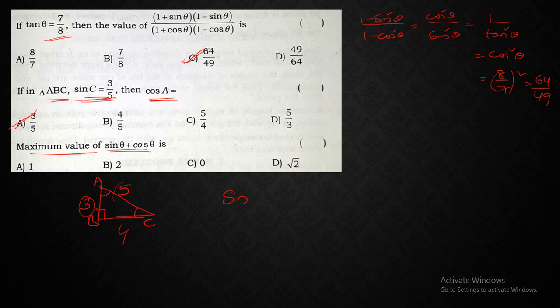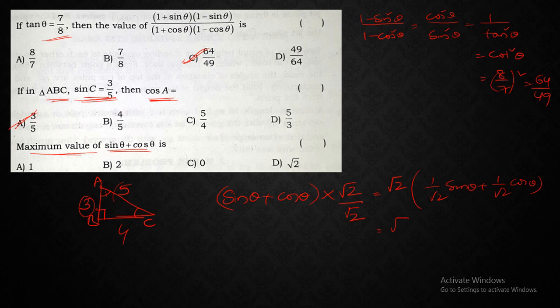Next, the maximum value of sin theta plus cos theta. So we need to find out the maximum value of sin theta plus cos theta. So simply what you need to do is multiply and divide with root 2. Then what I am going to get? So this I can write as root 2 times of 1 by root 2 into sin theta plus 1 by root 2 into cos theta.